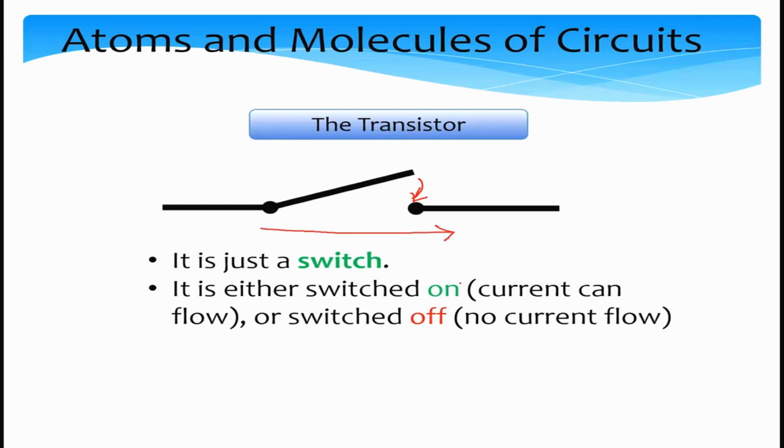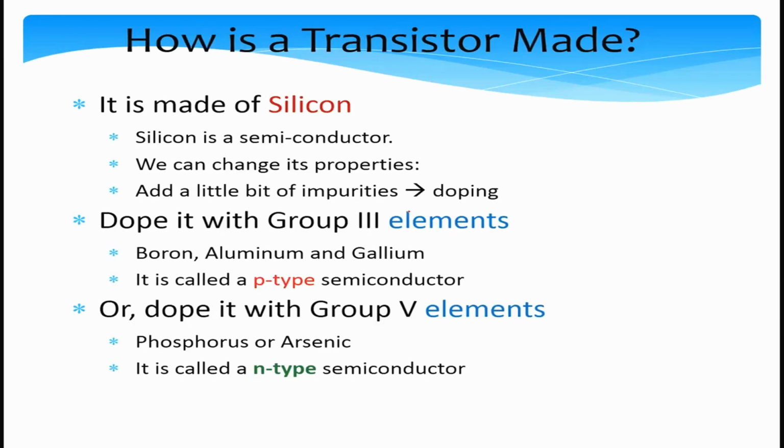When the switch is on, the current can flow from this terminal to this terminal. And if the switch is off, there is no current flow. So the transistor works like an open circuit. This is the most basic element of a circuit. It's just a simple switch.